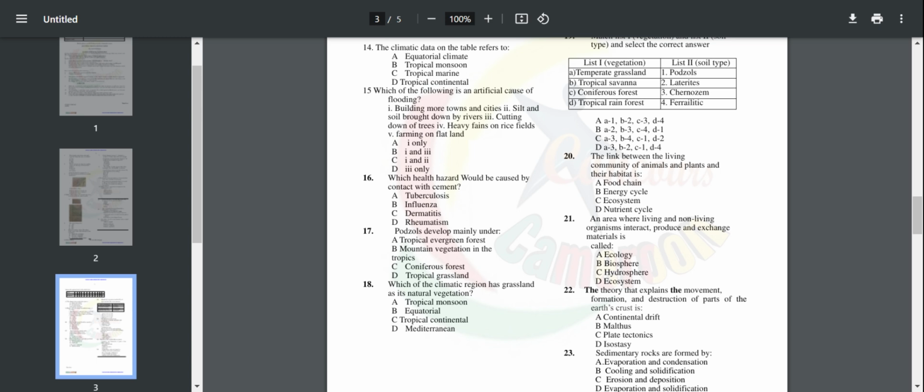Question 18. Which of the climatic regions has grassland as its natural vegetation? The answer is D, Mediterranean.